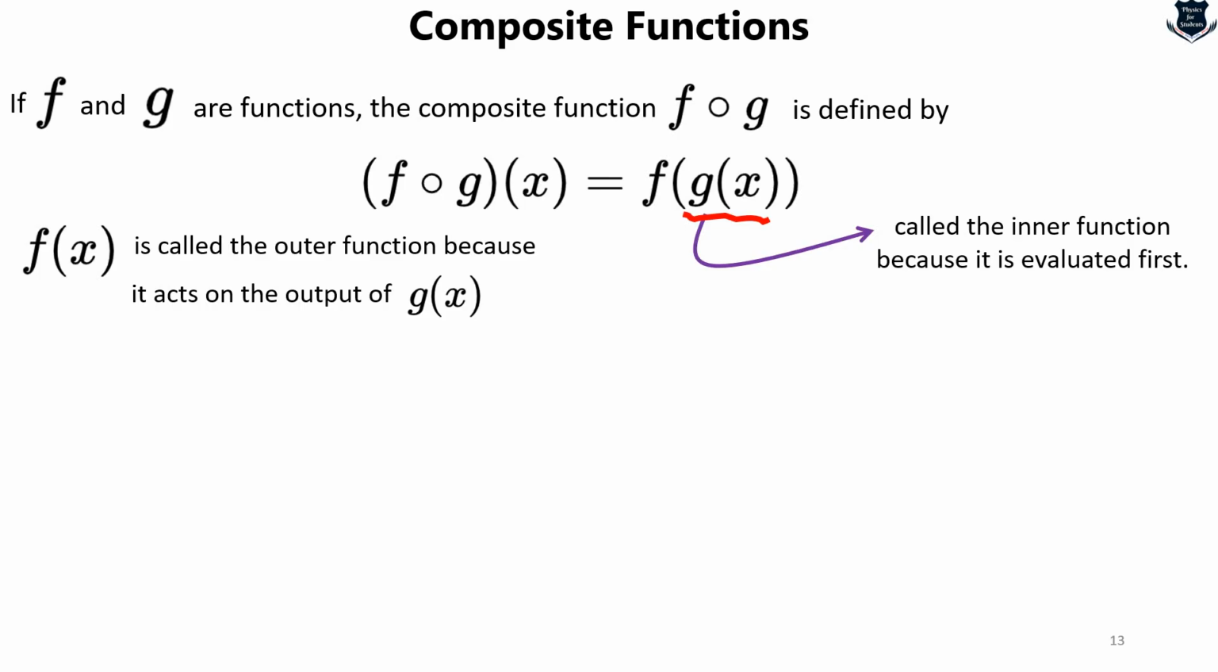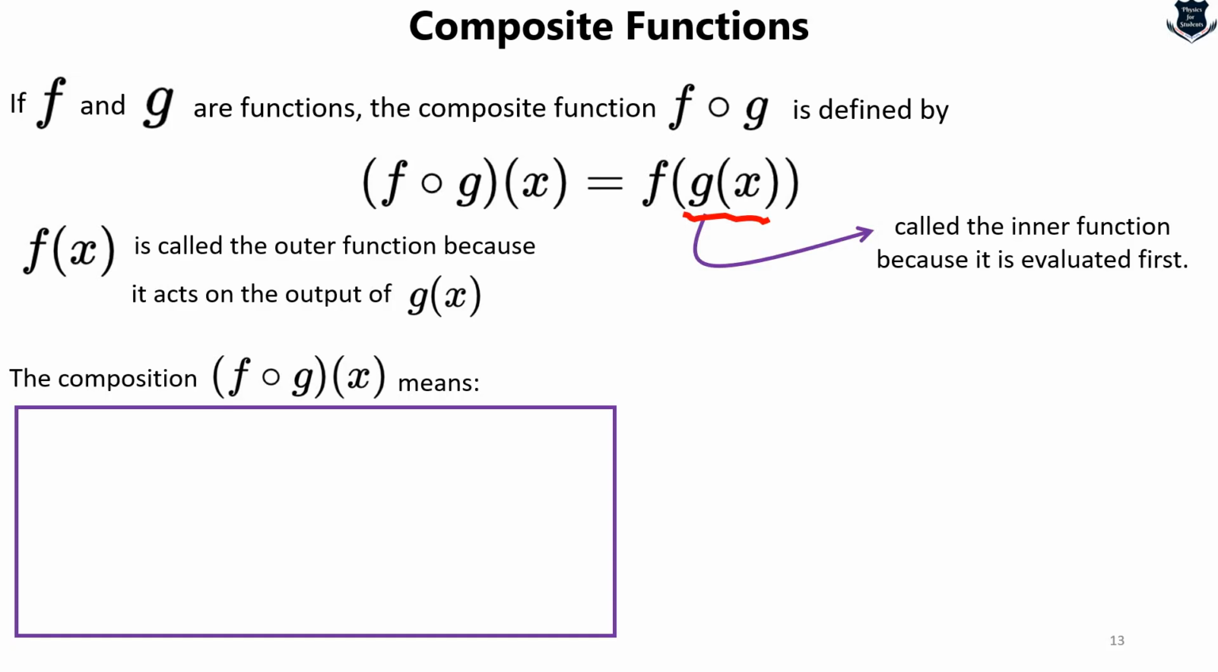So the composite function f with a circle g actually means, number one, we take an input x. Second, we first calculate g of x.